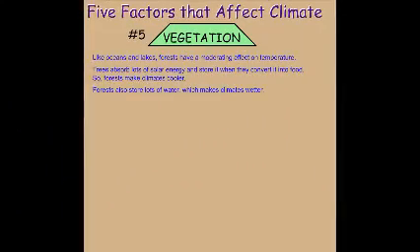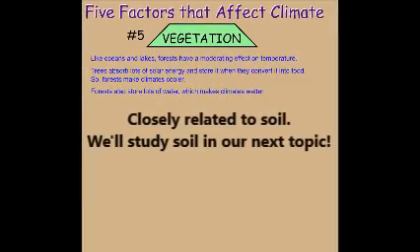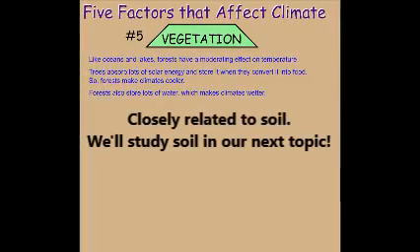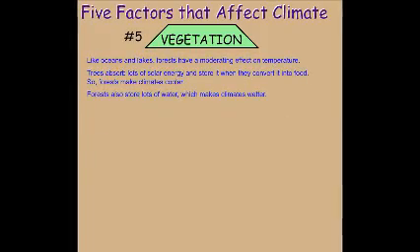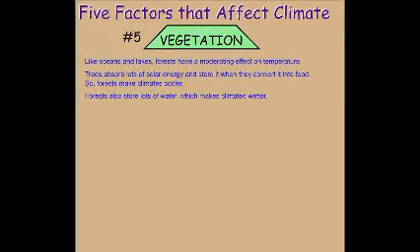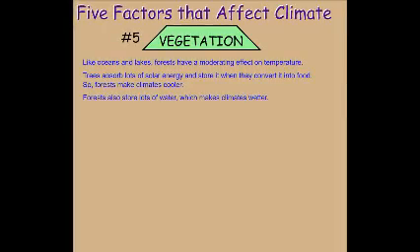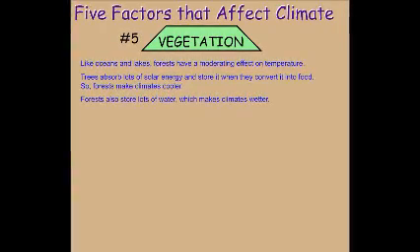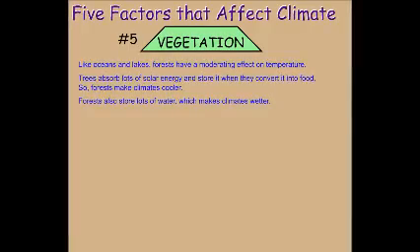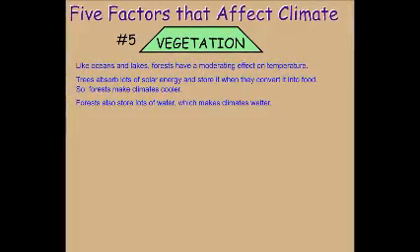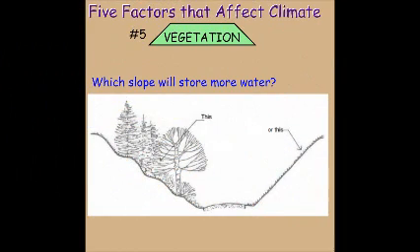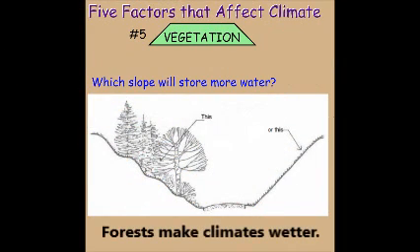The last factor that affects climate is vegetation, which is closely related to soil. We'll study soil in more depth in our next topic. Like oceans and lakes, forests have a moderating effect on temperature. Trees absorb lots of solar energy and store it when they convert it into food, so forests make climates cooler by reducing the amount of insolation that reaches the land. This diagram illustrates how forests make climates wetter. You can see that on the slope on the left, a lot of that water is going to be absorbed into that forest, whereas on the slope on the right, there's nothing really to absorb all that water.